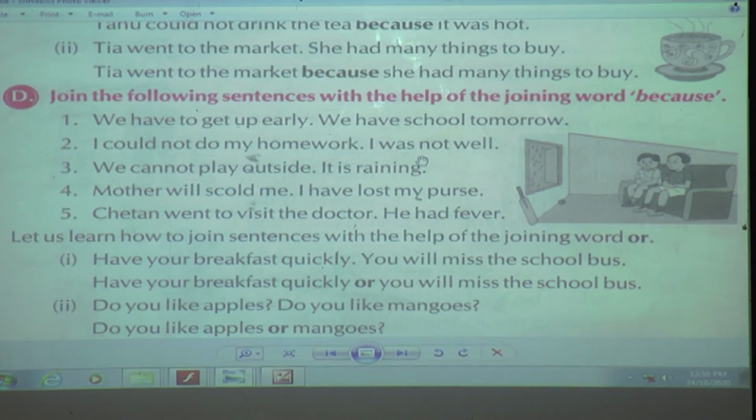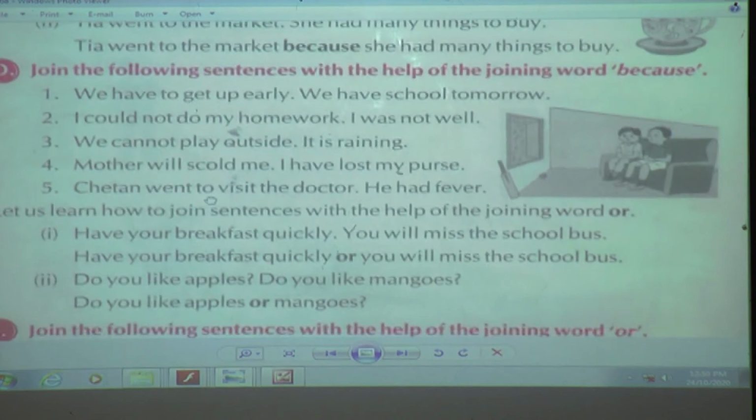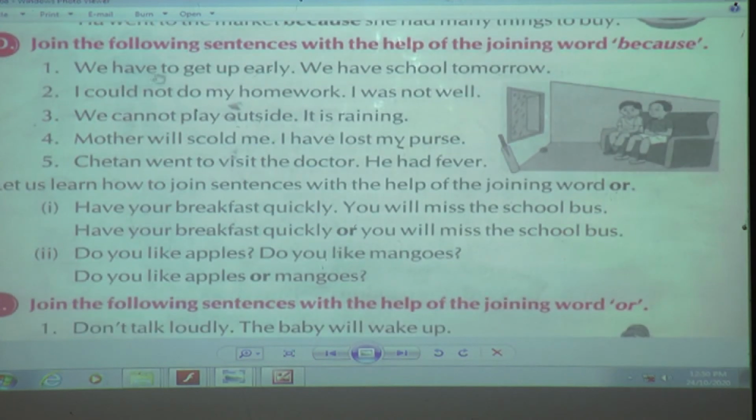Now, shall we solve exercise D, students? Okay. Join the following sentences with the help of the joining word because. I am going a little bit fast because we still have to solve more till exercise E. Ready? We have to get up early. Why? Because we have school tomorrow.